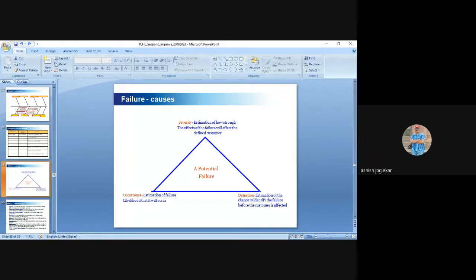So operation failures. Operation failures can be that raw material is not available on time. The person is not trained to prepare the pizza properly. The equipment, that is the oven or something, is not working properly. Or water is not available. All these are operational failures. And somebody is not a properly trained person to make the pizza. That's operation failure.